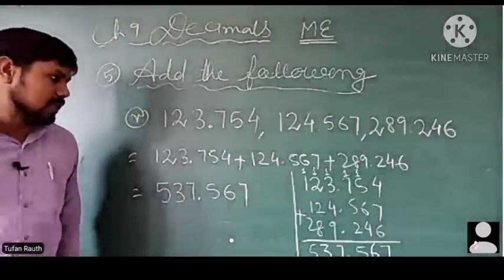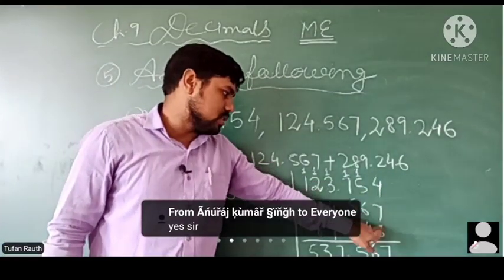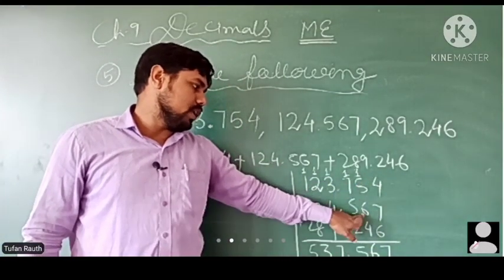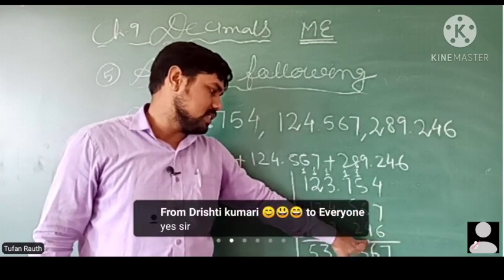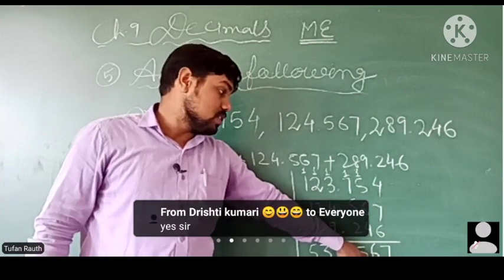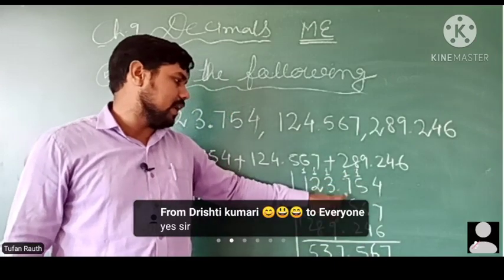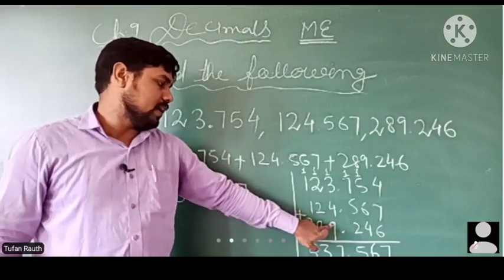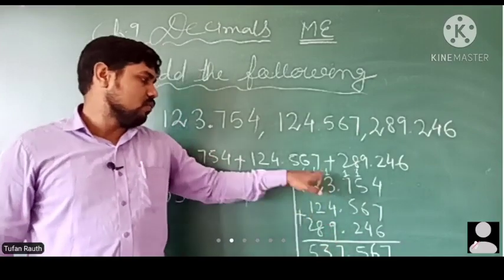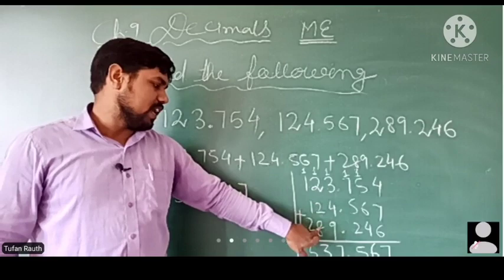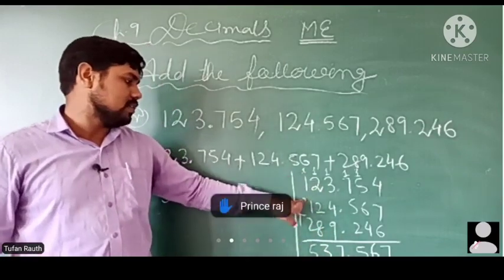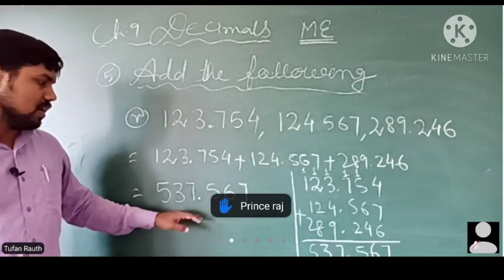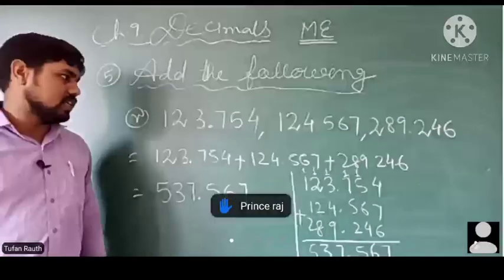Very simply, let's do one cross check. 6 plus 4 is 10, 10 plus 7 is 17, so 7, 1 carry. 12 plus 4 is 16, so 6, 1 carry. 8 plus 2 is 10, plus 5 is 15, 5 carry 1. 8 plus 9 is 17, so 7, 1 carry. So 3 plus 2 is 5, 5 plus 8 is 13, 3, 1 carry, 3 plus 2 is 5. So 537.567. This is how you can do the addition of decimal numbers.